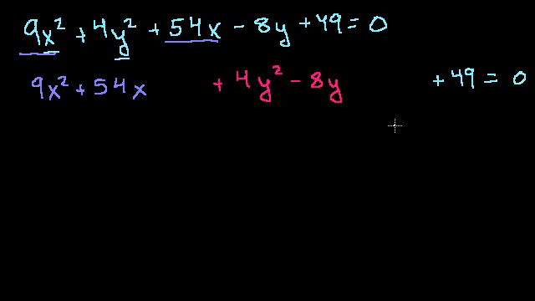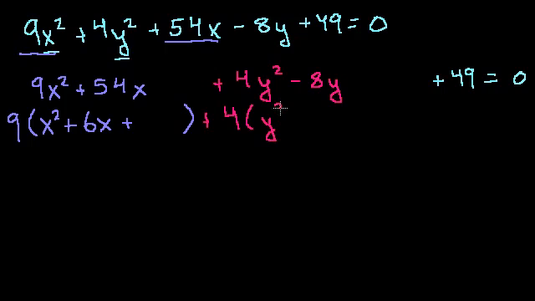And then you have, in a different color, plus 49 is equal to 0. The easy thing to do when you complete the square is, it's very clear we can factor a 9 out of both of these numbers, and we can factor a 4 out of both of those. So this is the same thing as 9 times x squared plus 6x, since 9 times 6 is 54. I'm going to add something else here, but I'll leave it blank for now. Plus 4 times y squared minus 2y. I'm probably going to add something here too, so I'll leave it blank for now. Plus 49 is equal to 0.